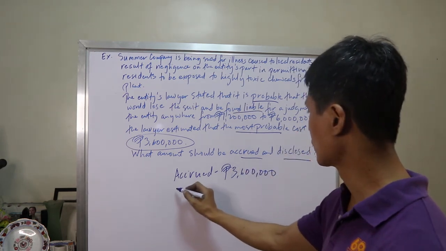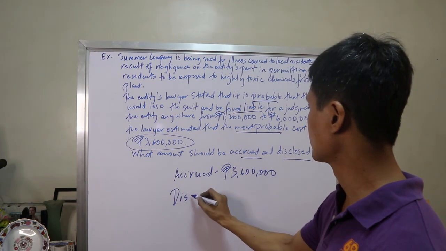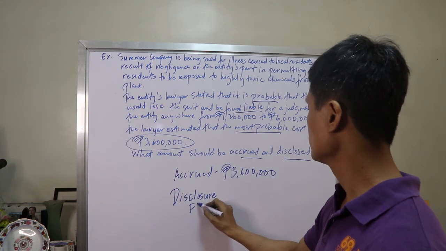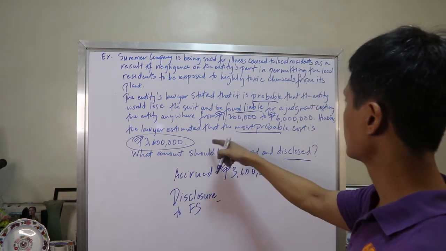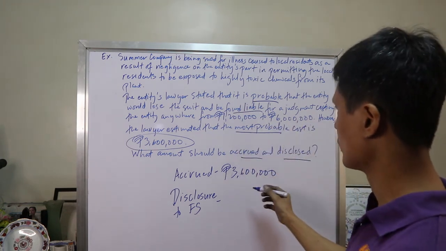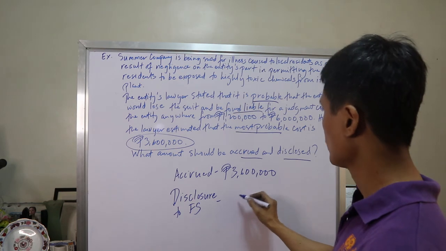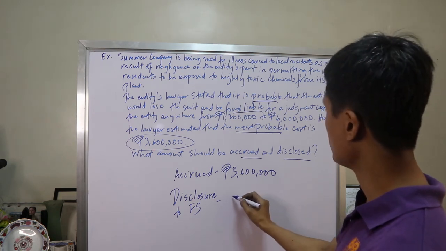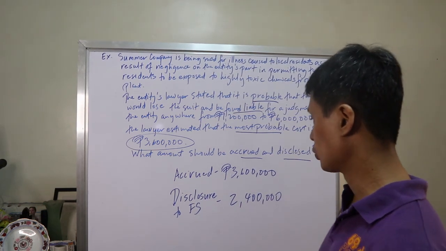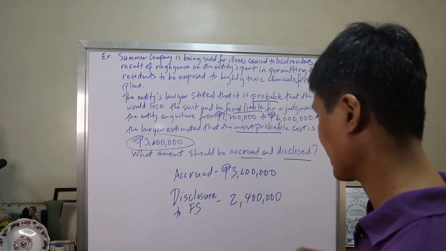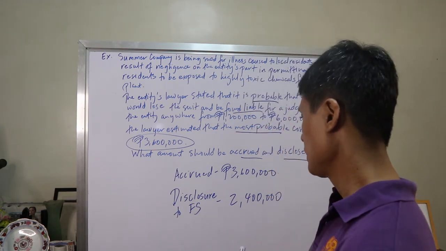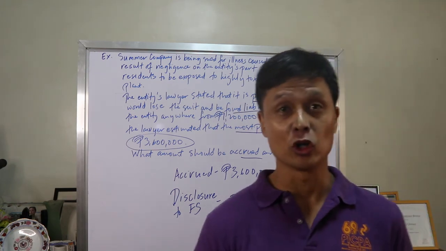Now, ano naman yung disclosure? For disclosure to FS, okay, it is the difference between 6 million and 3.6, so that would be 2,400,000. Okay, so that would only be yung additional lang na maaari nilang mabayaran. So that is only kasi hindi siya it's not measurable.